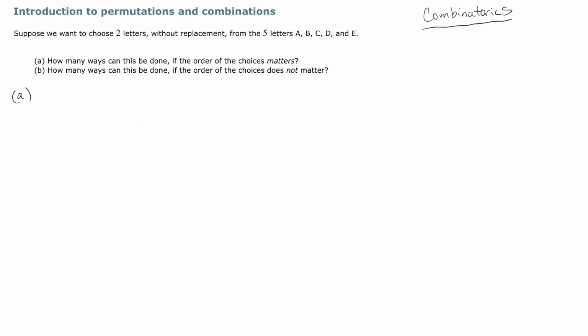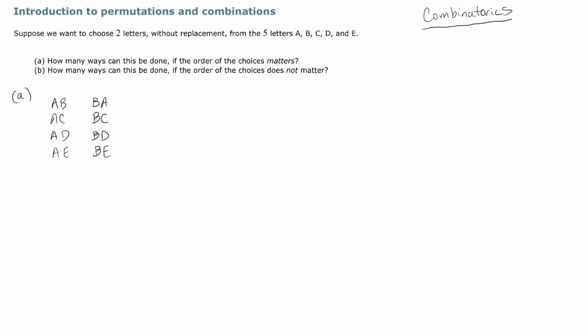So what do I mean by that? Well, if you choose A, what else could you choose? You can certainly choose B. And you could choose A, C, A, D, and A, E. And remember, we're choosing 2 letters out of the 5. What if you chose B first? Well, then you could choose BA, BC, BD, and BE.